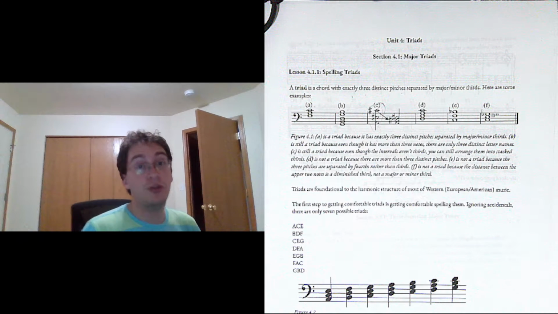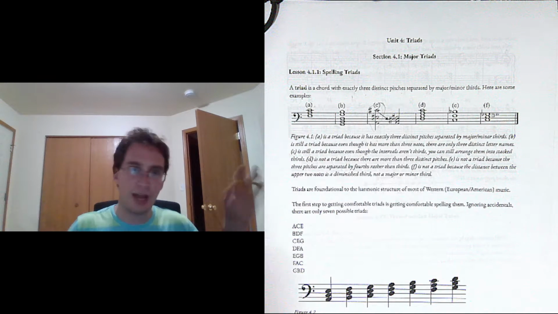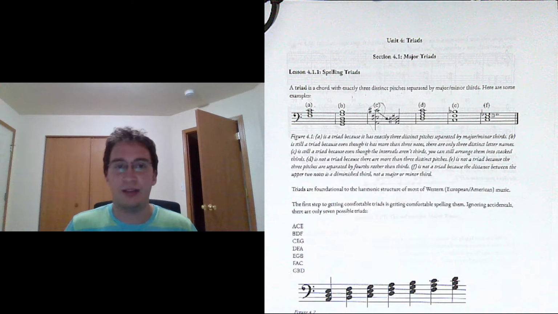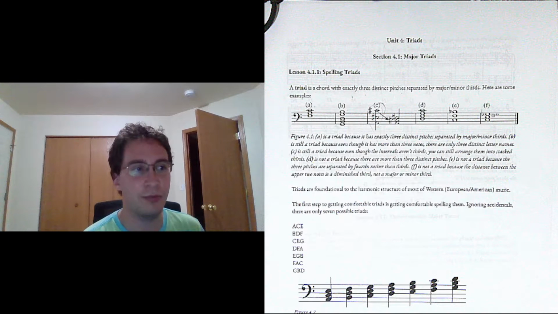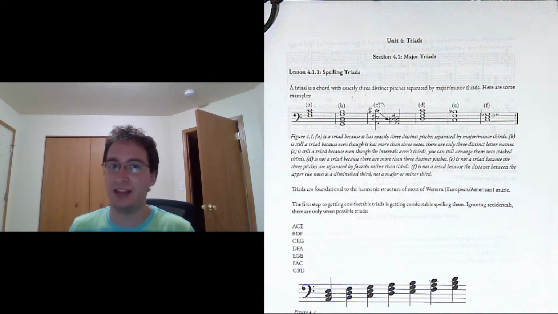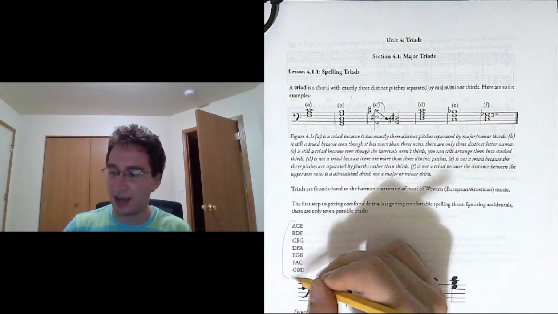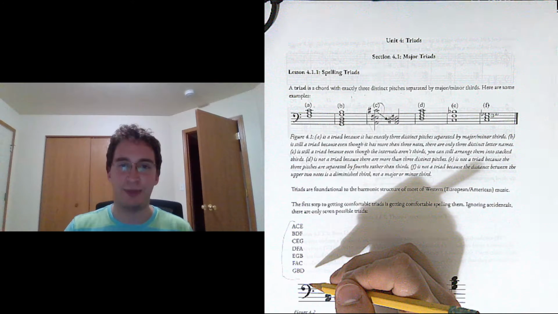Now, the first step to getting comfortable with triads, before worrying about different types and all of that, is just being able to spell them. It's like in science, being able to spell entropy is probably easier than understanding exactly what entropy is as a concept. So we're just worrying about spelling right now. And these are our seven words on our spelling list.